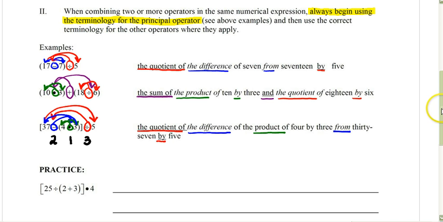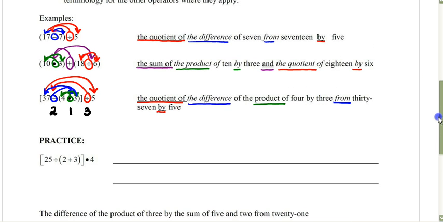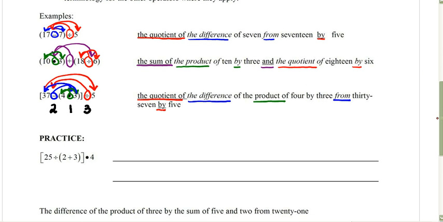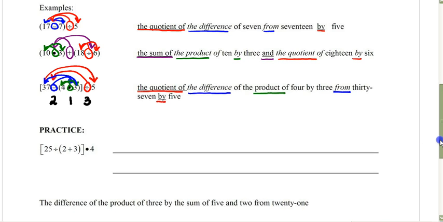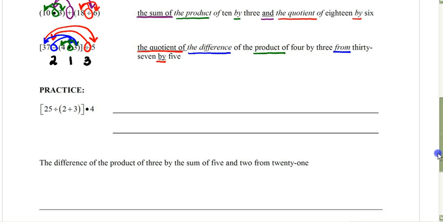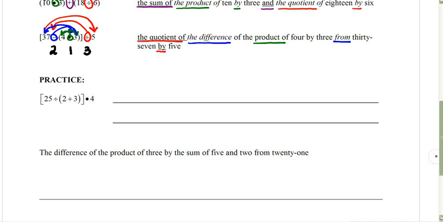Finally, take some time to review any parts of the video you need to review and try these two practice problems below. One translates from numerical expression into English words. The other is from English words into numerical expressions. When you finish these, bring them to your next math class.